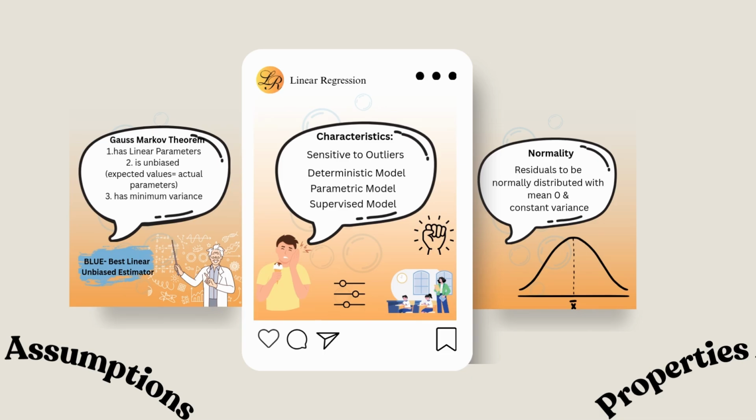Fifth property is about the characteristics. It says linear regression is sensitive to outliers. A deterministic model gives the same exact output for the same input every time. A parametric model is one that summarizes data using a fixed number of parameters within an assumed functional form. It is a supervised algorithm that learns from labeled data.